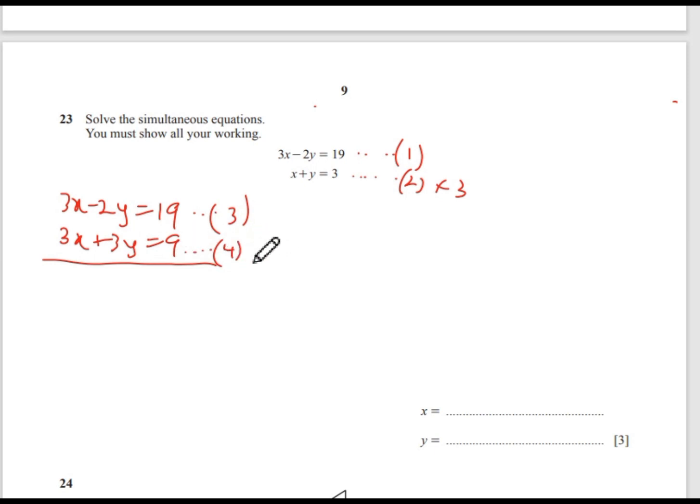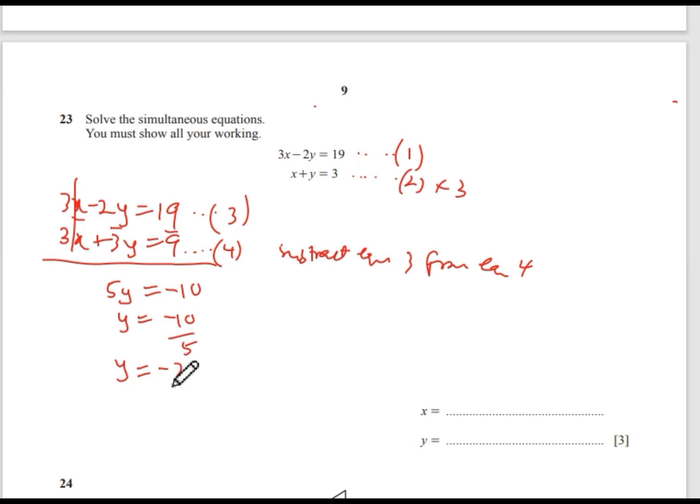So subtract equation 3 from equation 4. 3x minus 3x is 0. 3y minus negative 2y, that's 3y plus 2y, which is 5y. 9 minus 19 is negative 10. So 5y equals negative 10, and y equals negative 10 divided by 5. y is equal to negative 2.